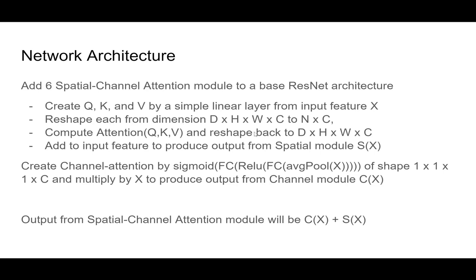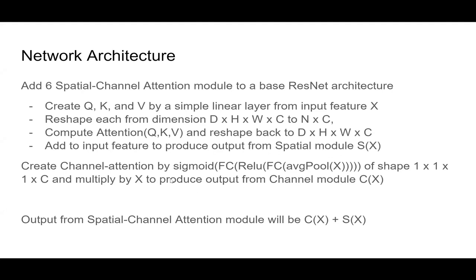N being the product of D, H, and W. Then we compute the attention using the usual equation for attention, applying softmax to that, and then multiplying by V. We get a result that is again of shape N times C, which we reshape back to our input shape, and at the end we add it to the input feature X. This produces the output from the spatial attention module. We call it S of X.